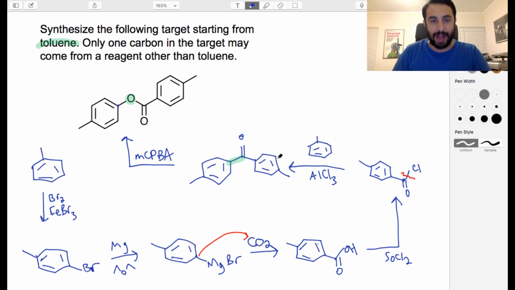So that's one route. There are definitely other routes. You could have done some EAS and then some subsequent transformations to get a hydroxyl right here. And then you could have taken this phenol and reacted it with this carboxylic acid and done some Fischer esterification. So there are definitely other ways to do this. This seemed the most elegant to me, and I really love this Baeyer-Villiger oxidation there. It's like a ring expansion, but it just inserts the oxygen right there in that carbon-carbon bond. So I thought that was pretty neat.